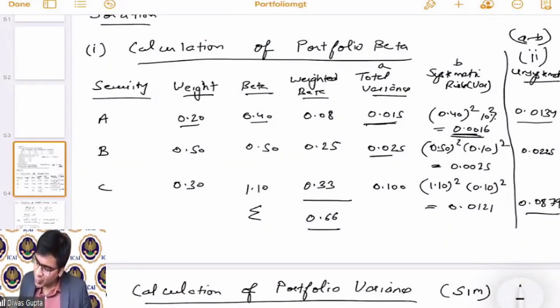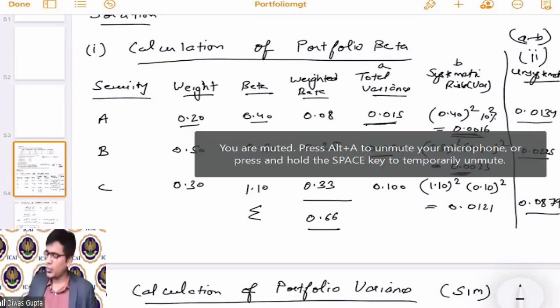Similarly, 0.025 minus 0.0025. Correct? If we reduce, it comes to 0.0225. Okay, Namita?